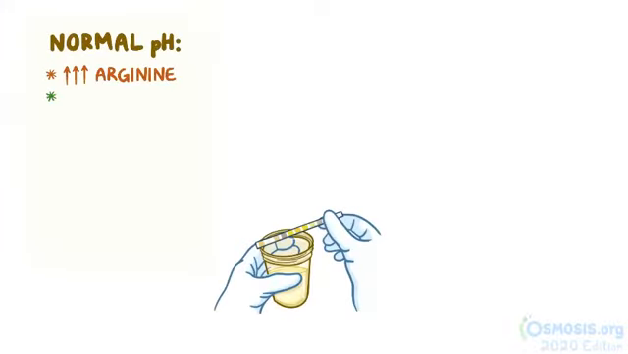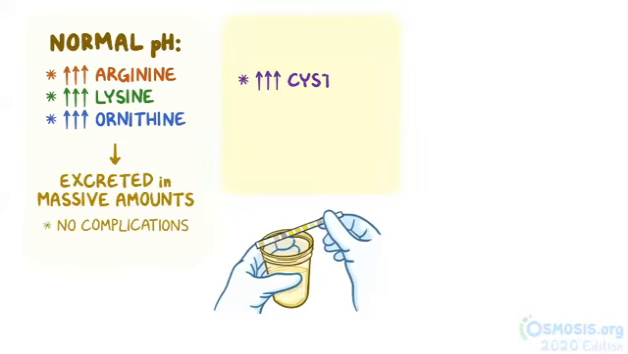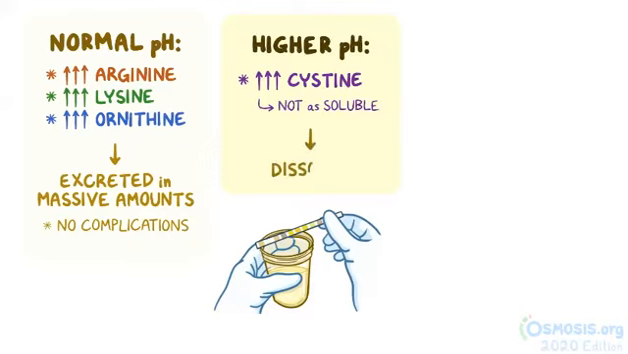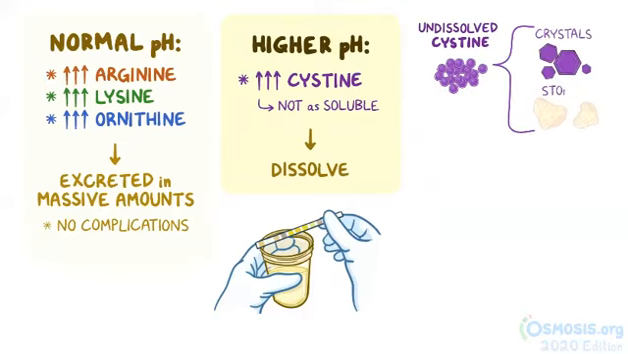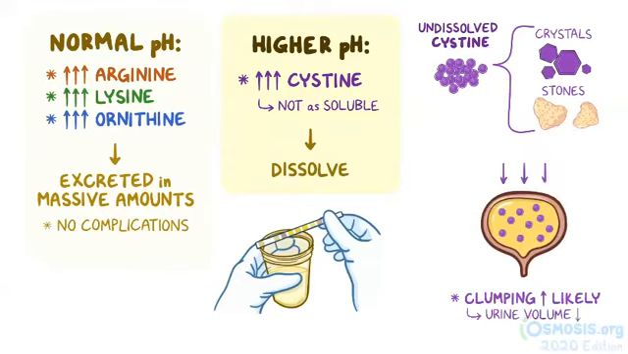With a normal pH of urine, high levels of arginine, lysine, and ornithine can be excreted in massive amounts without additional complications. But high levels of cysteine are not as soluble and need urine with a higher pH to completely dissolve. Undissolved cysteine clumps together to form crystals and stones. And clumping is more likely when urine volume is low as cysteine becomes more concentrated.